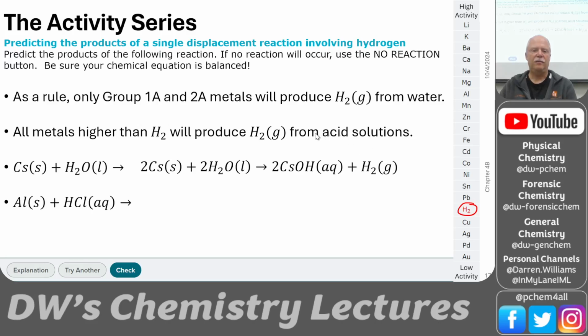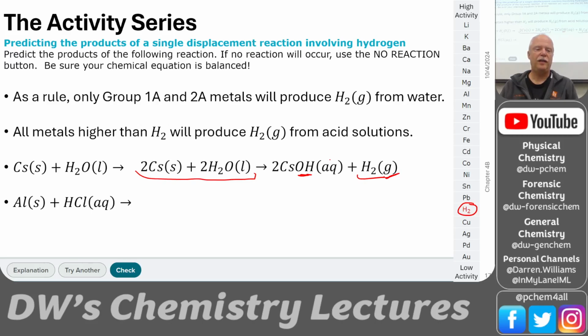So cesium here, you see it's a group 1A, and so we know that it's going to produce hydrogen from water. We know we have our reactants here. We know this is one of the products. We've just got to figure out what this other product is going to be. It's going to be a hydroxide of some sort. And so you just got to balance that reaction.